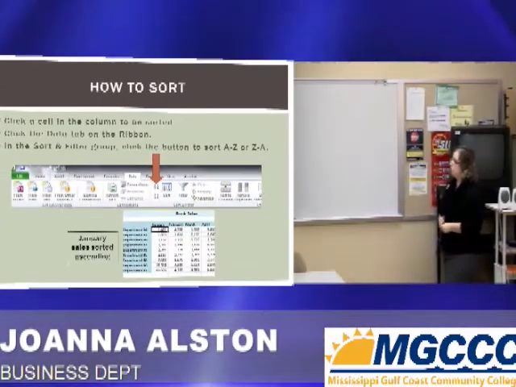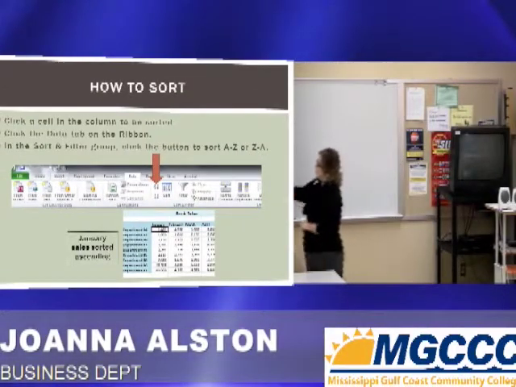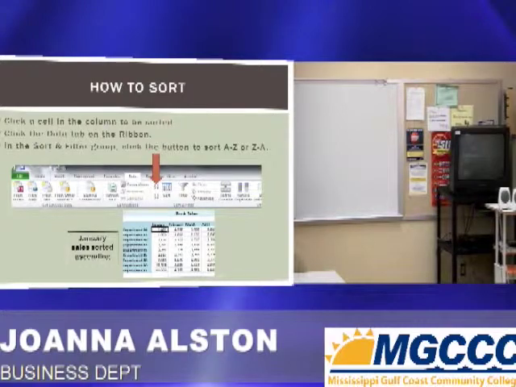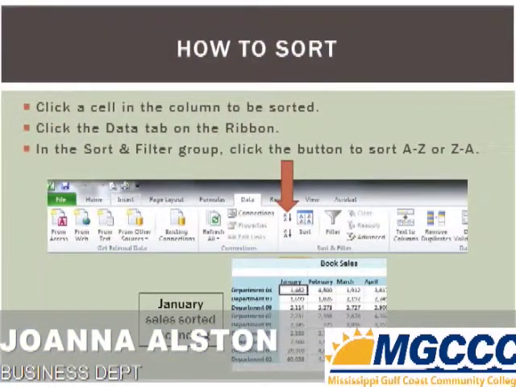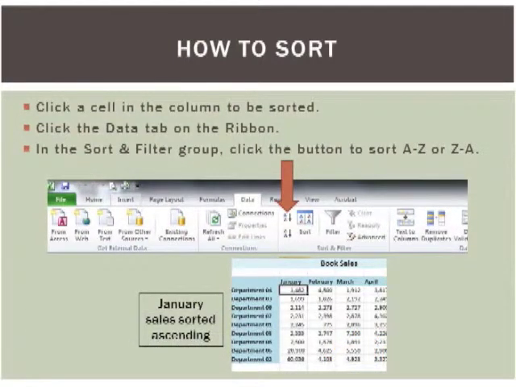Notice what happened in my sort though. Everything else on the row stayed together. So when I clicked to sort the January sales, everything for Department 4 stayed together. Everything for Department 3 stayed together. So the whole thing rearranged order, my whole little table there.